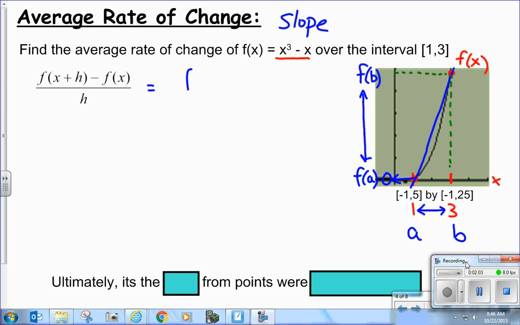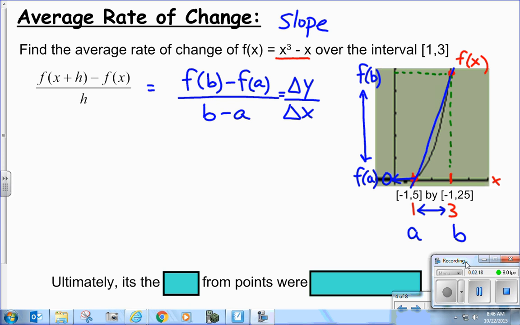And ultimately, what I'm going to do is just take f of b minus f of a all over b minus a. This represents my change in x. The top, or numerator, represents my change in y. That's pretty much slope from integrated algebra. So, let's figure out what's f of 3 minus f of 1 all over 3 minus 1. Again, these are x's, and these are the y's that we get from those x's.